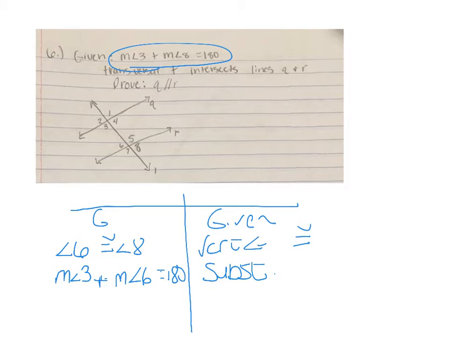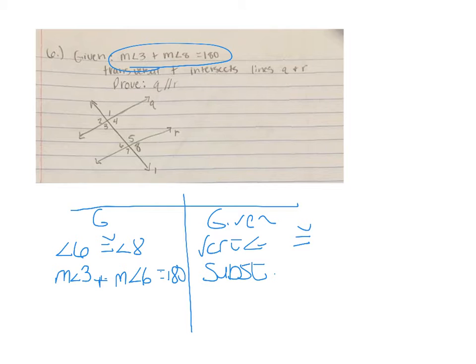Now, if angle 3 plus angle 6 equal 180, well, angles that add up to 180 are supplementary. This right here means that angle 3 and angle 6 would have to be supplementary, because that's what supplementary means. They add up to 180. Whenever your reason is, well, that's what they are, or that's what it means, that's a definition. The definition of supplementary says that these add up. If they add up to 180, then they're supplementary.